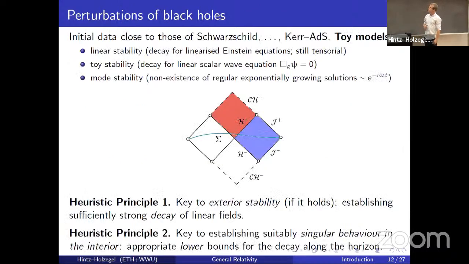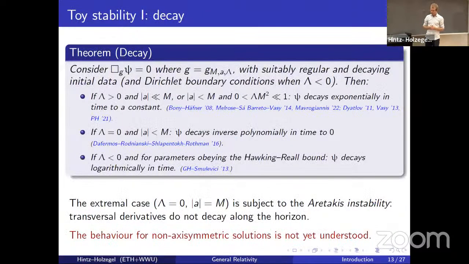Okay, so that's the heuristic principle 2. Singular behavior in the interior you get from lower bounds for wave decay in the exterior. And regular behavior at the Cauchy horizon you get from strong decay in the exterior. Okay, so let's look at some of the results in this direction in increasing order of difficulty. So starting with the toy problem, we have the following result on decay of solutions of the scalar wave equation in the exterior of these various black hole spacetimes.